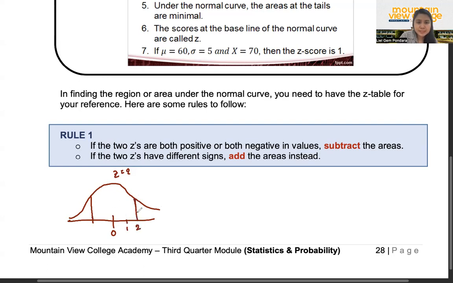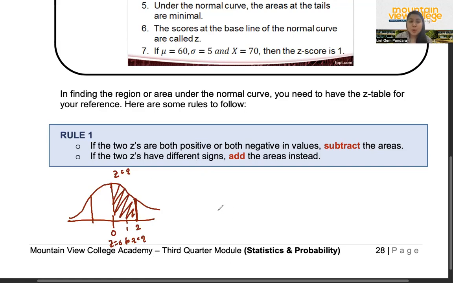This line has no area being covered by it. But if you want to have this area from 0, you need to say, what's the area from z equals 0 to z equals 2? That should be the proper way to say it.